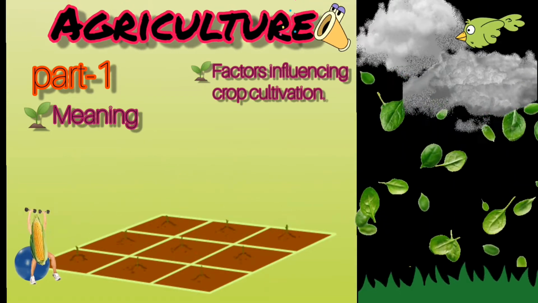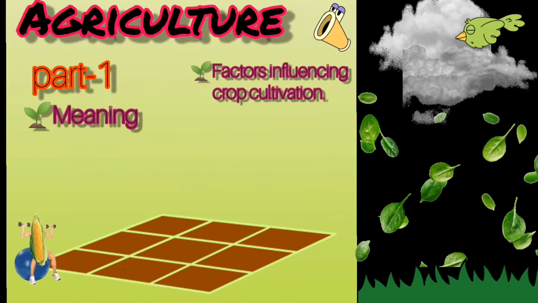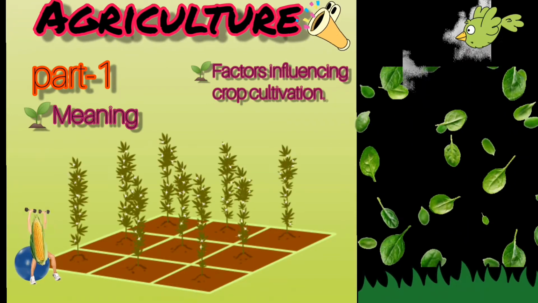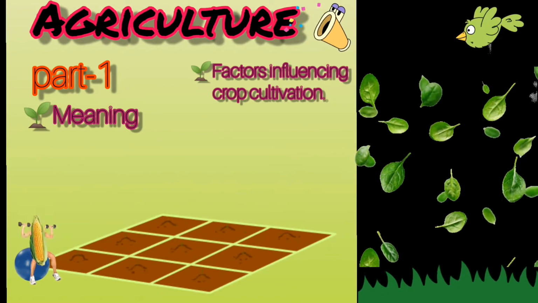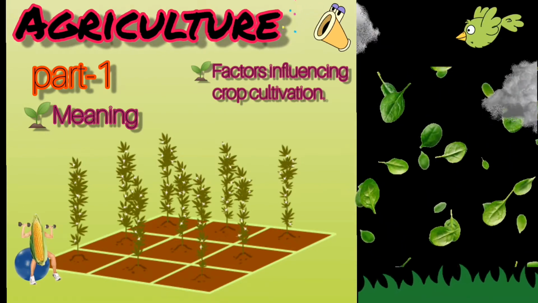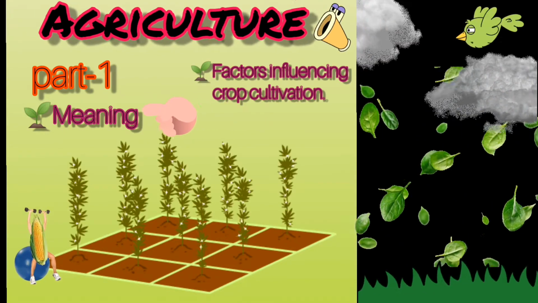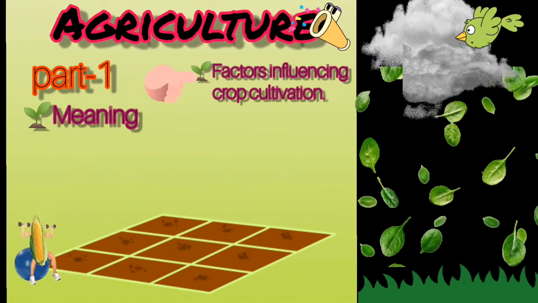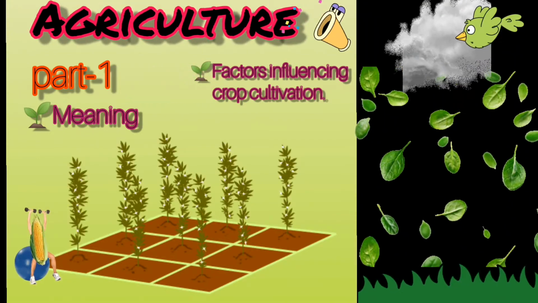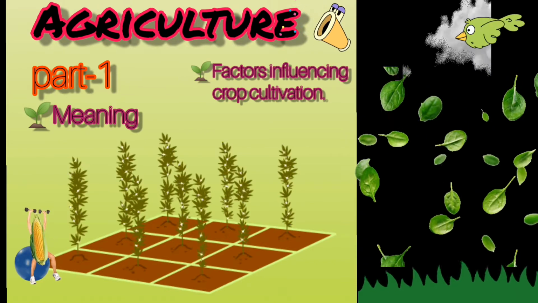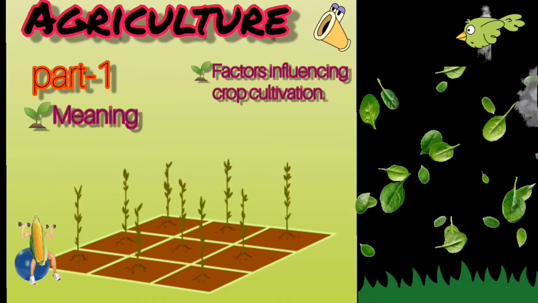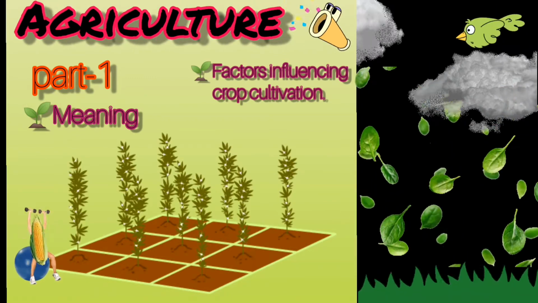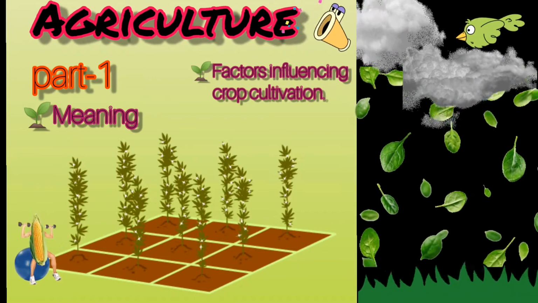I'm Arshi Aziz and today I'm going to explain to you chapter number 5 of Geography: Agriculture. In this video, children, I will explain the meaning of agriculture and factors influencing crop cultivation. So children, watch the full video and try to understand the important terms which I will explain.